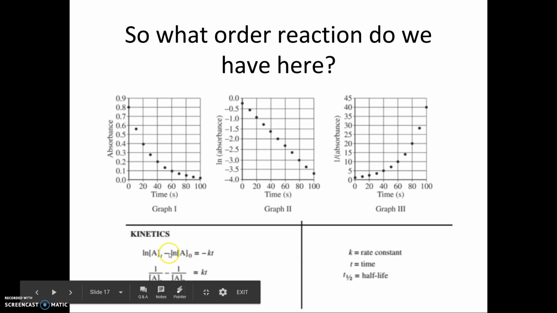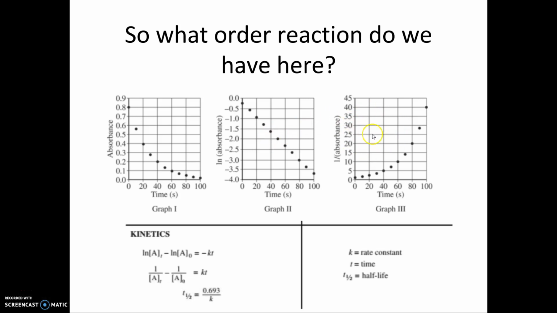So let's take a look. This graph here is first order. See how it has ln in it? ln in it, first order. This one here is your second order equation. See it has 1 over [A] in it? That's this one, 1 over [A] in it. So first order, second order, and the other one, [A] over t, is our zero order.